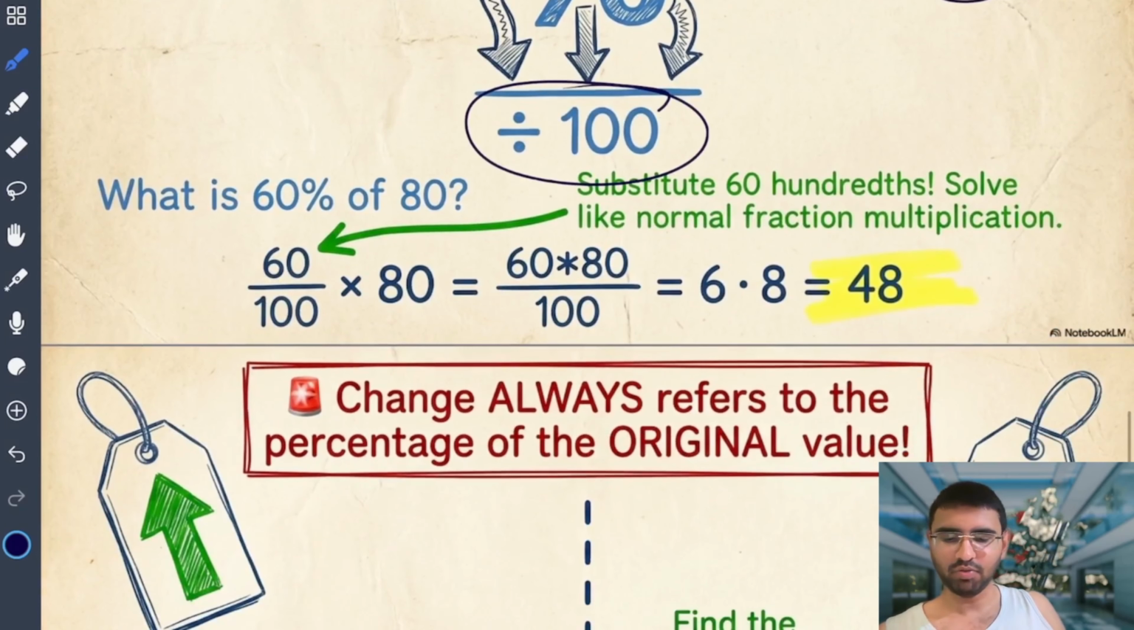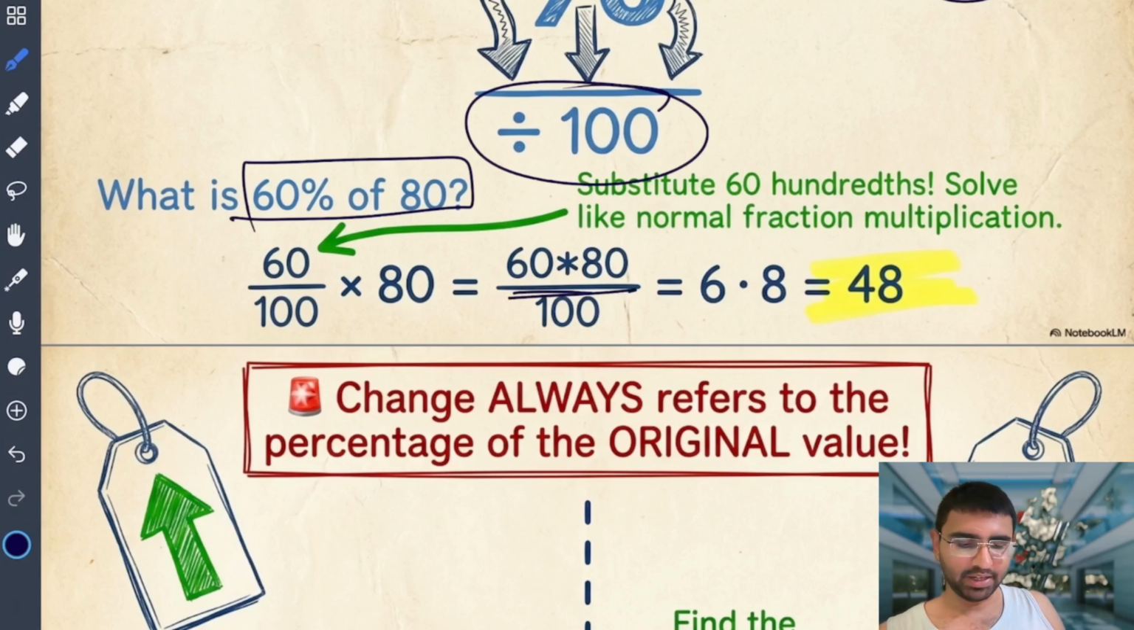So there is a question: what is 60% of 80? Now 60 by 100 into 80. So 60 by 100 into 80, that is 80 divided by 100 times 60, 8 6s are 48. Simple.